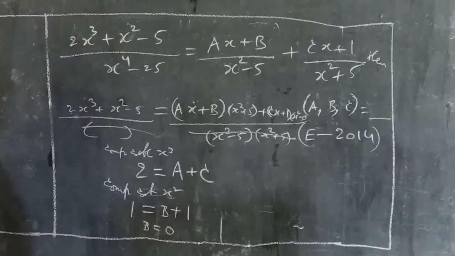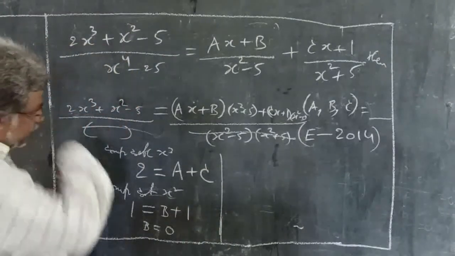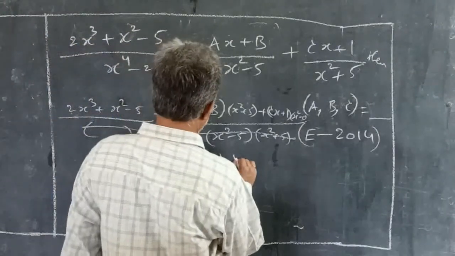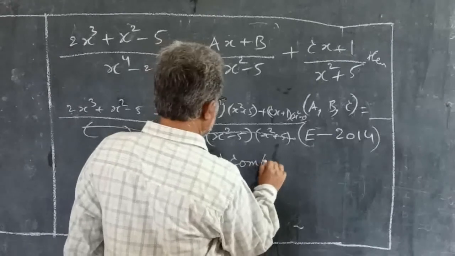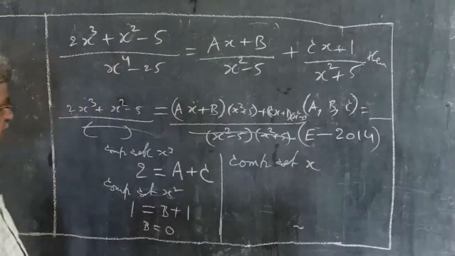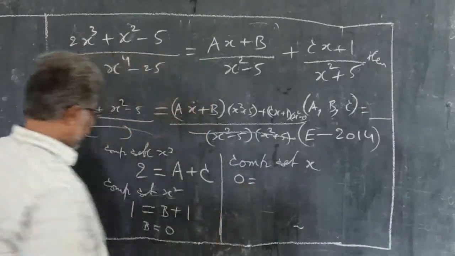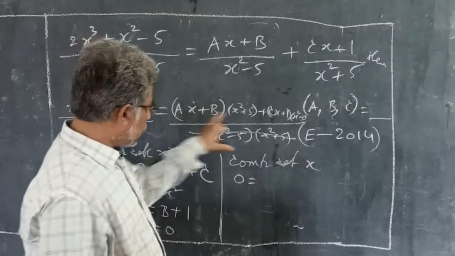b equal to 0. Next, comparing the constant or comparing the x coefficient. Comparing the coefficient of x, there is no x coefficient on this side, so 0 equal to, and coming to here, the x coefficient is 5a.